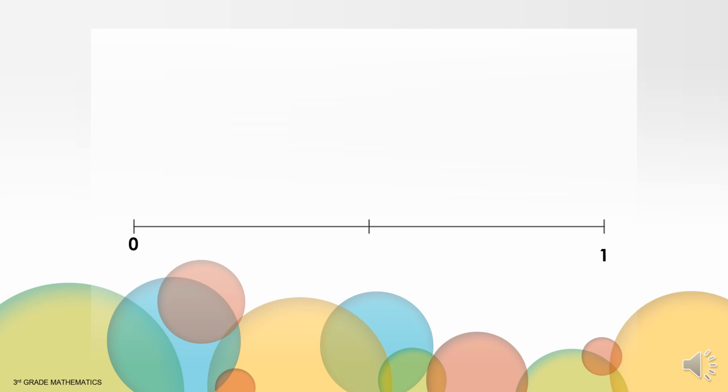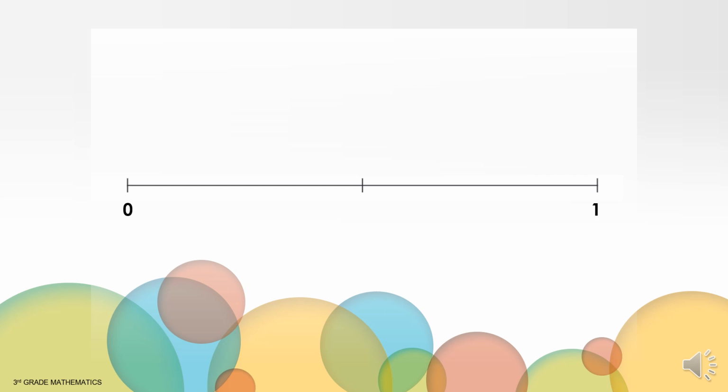Look at the line on the screen. Does it remind you of a tool that we use in math? If we add some numbers, it looks like a number line. Well, what do you notice about this number line? We will use a number line today as we think about probability.